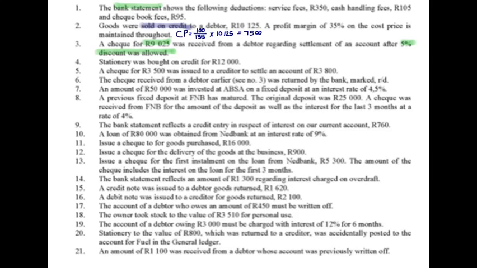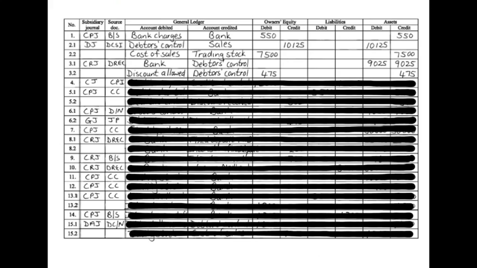Number 4, stationery was bought on credit, 12,000 Rand. So stationery and credit. Stationery, if I buy on credit, then it's creditors control. So therefore, creditors control, think about what needs to happen to creditors control. It's a liability that needs to increase. So when I increase my liabilities, I need to credit my liability. So therefore, creditors control will be my account, credit. Then stationery is an expense account, so owner's equity is debited with 12,000 Rand.